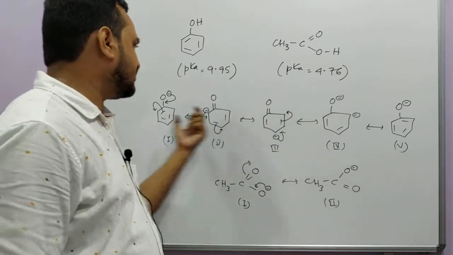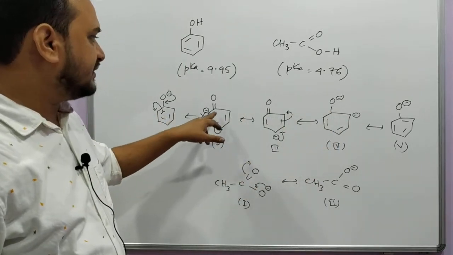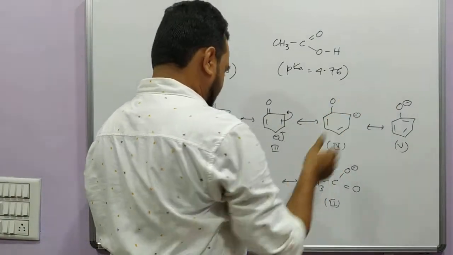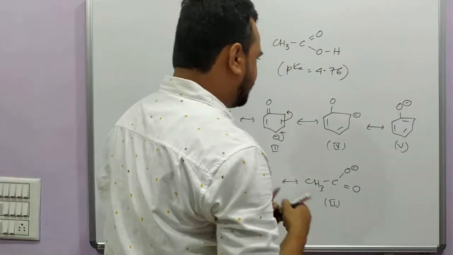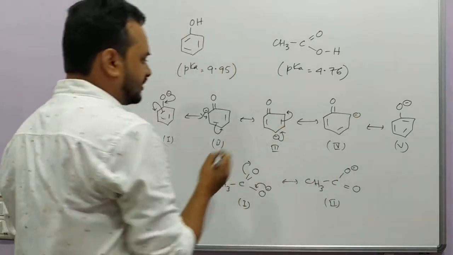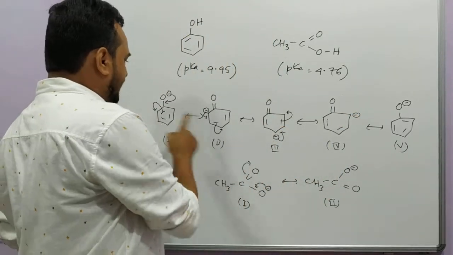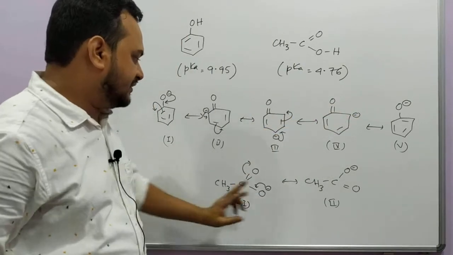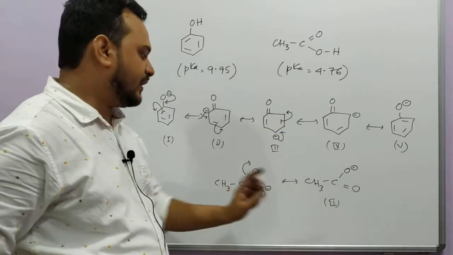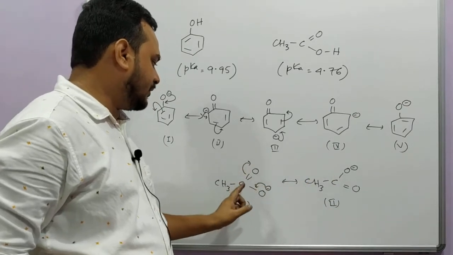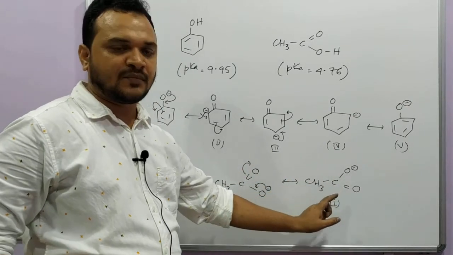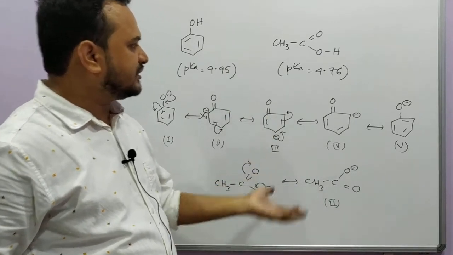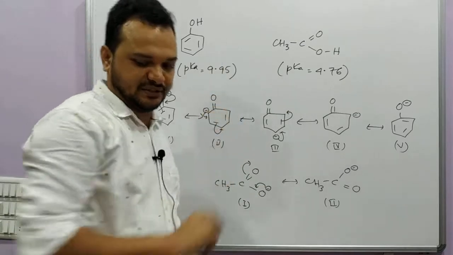Here all the resonating structures are not equivalent, because you can see in these two resonating structures the minus charge is at the ortho position, whereas in this structure the minus charge is at the para position. In these two structures the oxygens are negative, so they are not equivalent, but these two structures are exactly equivalent: one oxygen negative, one oxygen double bonded, and the remaining part remains the same. So equivalent resonating structures give more stable species, more resonance stabilization, and hence is the result.